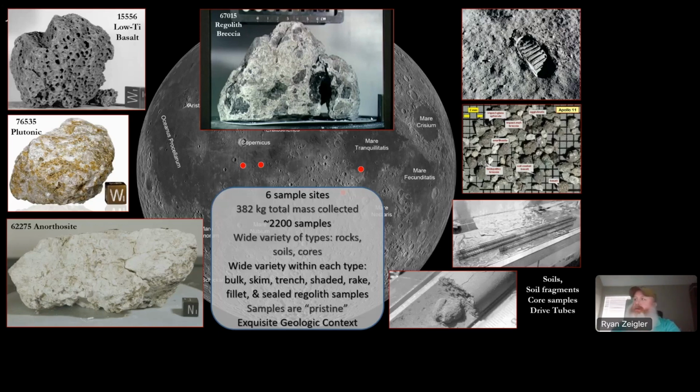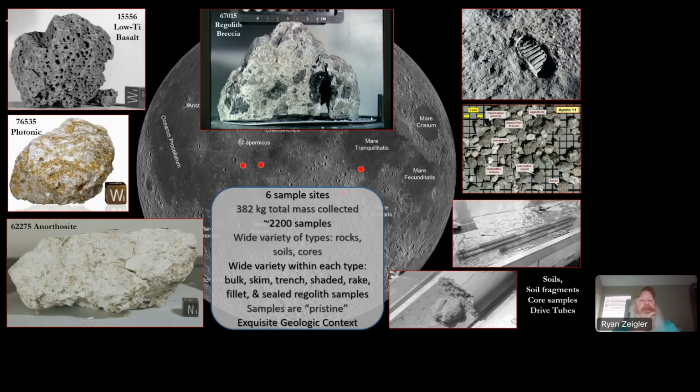And then, there were drive tubes and drill cores, and they drilled almost 3 meters deep, 2.7, 2.8 meters deep on the Apollo 17 mission. And so the point here is that across the 6 sample sites and the large mass, almost 400 kilograms of material that was returned, you have this wide variety of types of samples: rocks, soils, cores. But then within each of those types, you have an even wider variety.